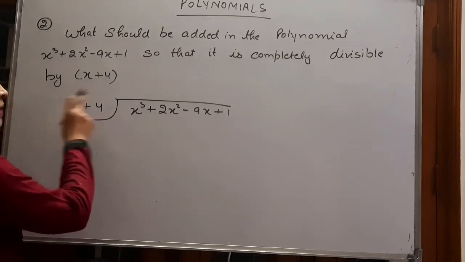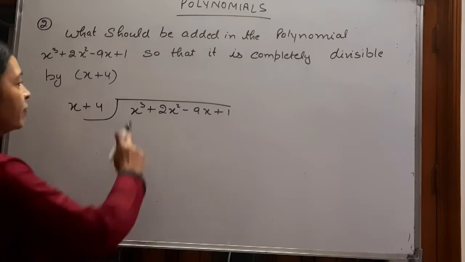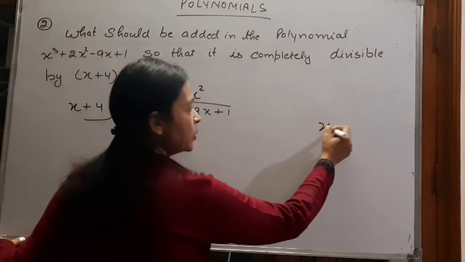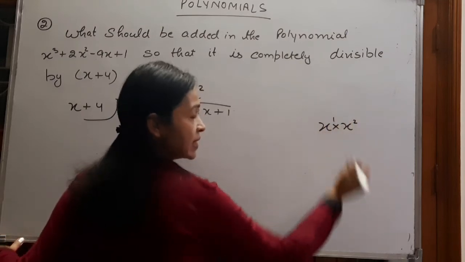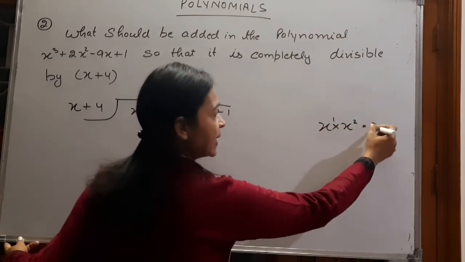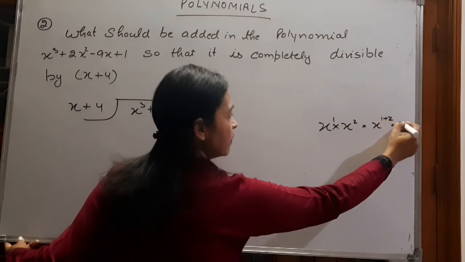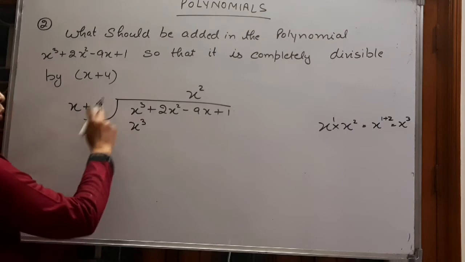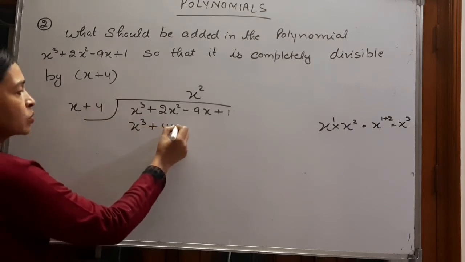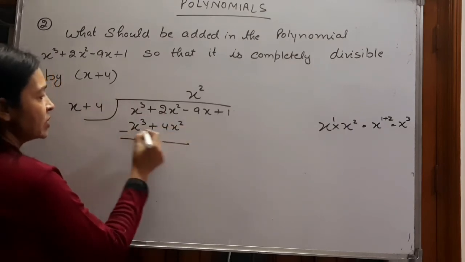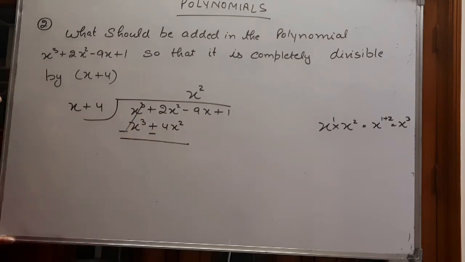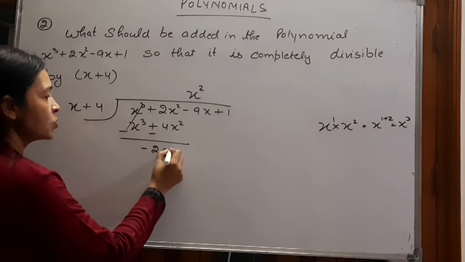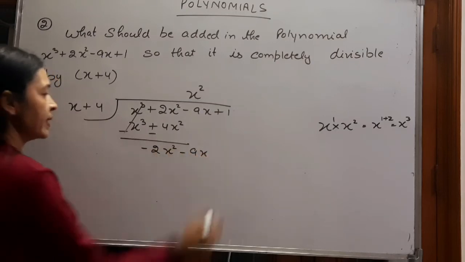Let's divide. We have x here and in the dividend we have x cube. We will multiply with x square. X into x to the power 2, x means x to the power 1, powers get added, 1 plus 2, we will get x to the power 3. We have x cube. 4 into x square, 4x square. Sign changed. Terms of x cube cancelled. Plus 2x square minus 4x square, we have minus 2x square minus 9x.